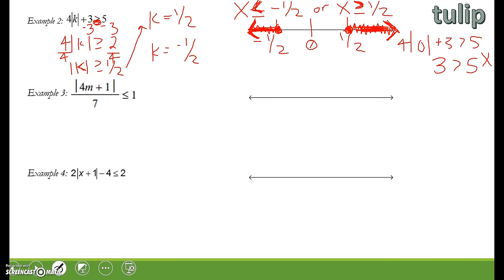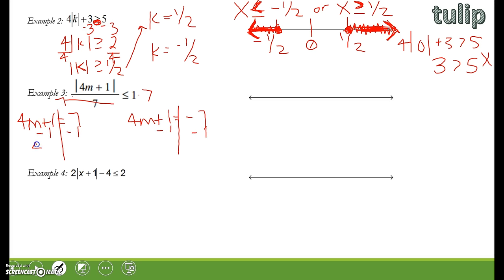The first thing I need to do is get rid of the 7 before I can make my 2 equations. So multiply by 7, that gets rid of it. So I now have 4m plus 1 equals 7, and 4m plus 1 equals negative 7. So then I solve both of these. So I have 4m equaling 6, and I have 4m equaling negative 8. So m in this case, 6 divided by 4 reduces to 3/2. And this one, when I do negative 8 divided by 4, I get negative 2.